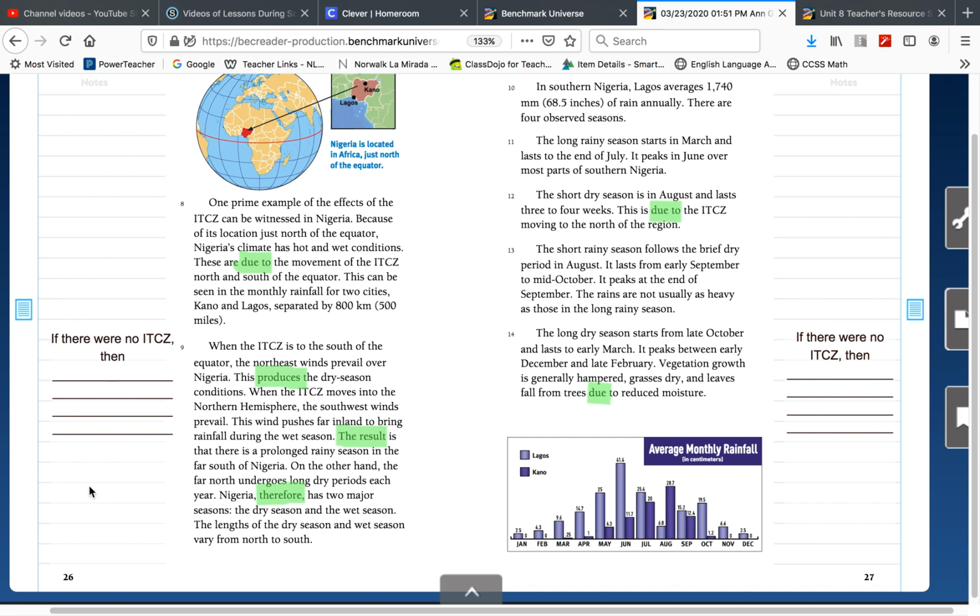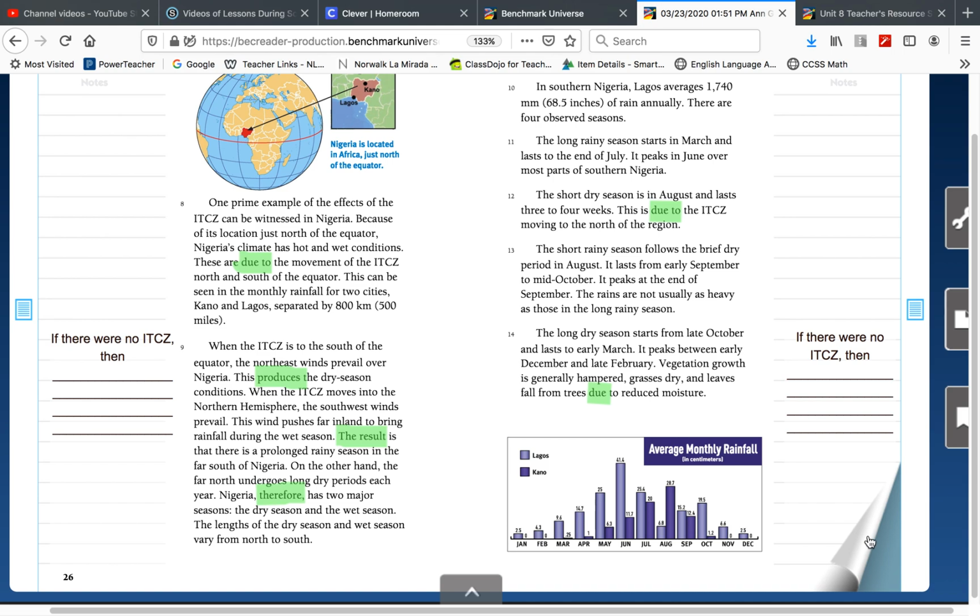Turn to page 26, paragraph 9. This talks about Nigeria and what the ITCZ does to Nigeria. Something about their weather and climate. What is it that the ITCZ does to Nigeria in the northern hemisphere and the southern hemisphere? So if there were no ITCZ, then Nigeria would not have what?